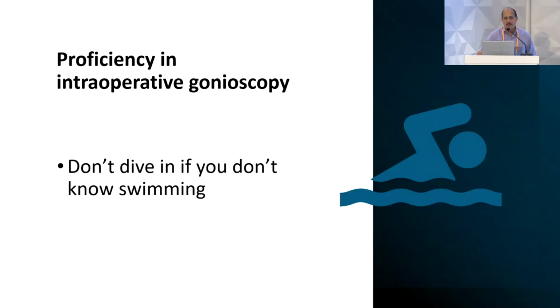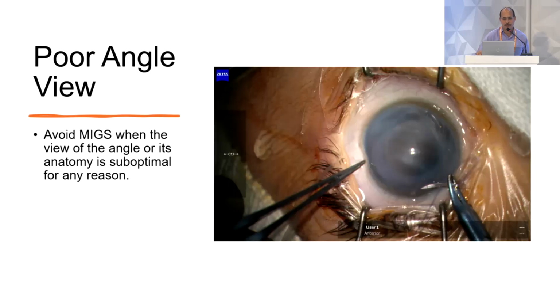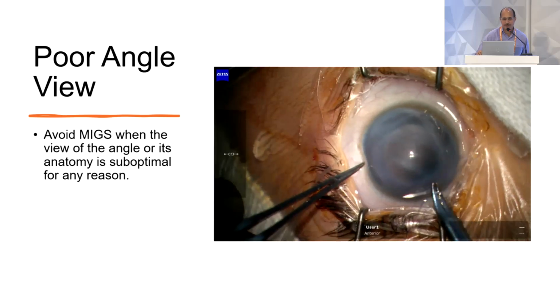Proficiency in intraoperative gonioscopy is very important. It's like you don't dive into the pool unless you know swimming, and gonioscopy is something like that, because that's very, very basic. Unless you are good in gonioscopy, you can't really do MIGS. So you have to learn gonioscopy in the clinics, and also direct gonioscopy in the operating room before you can do MIGS. Then if the angle view is poor for any reason, you should not be attempting MIGS.